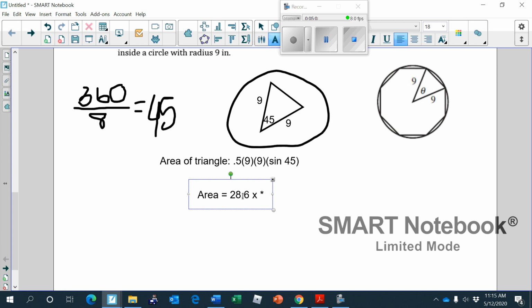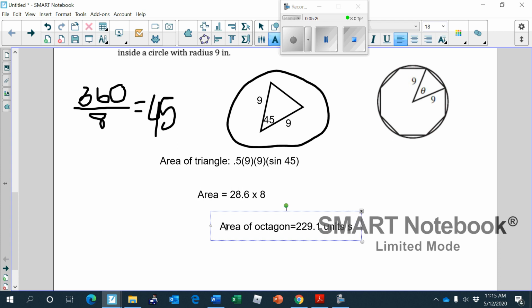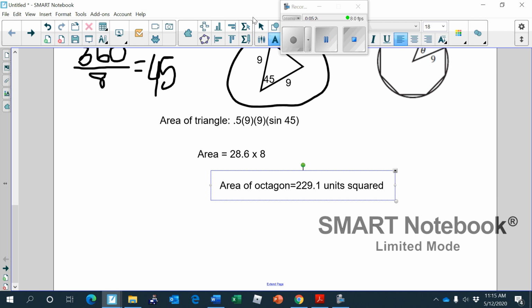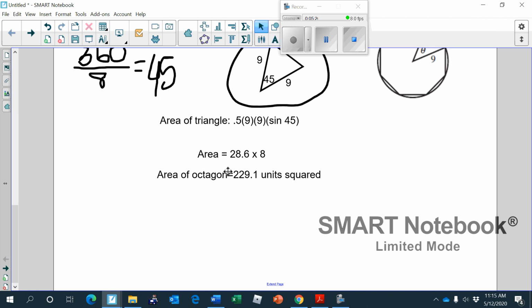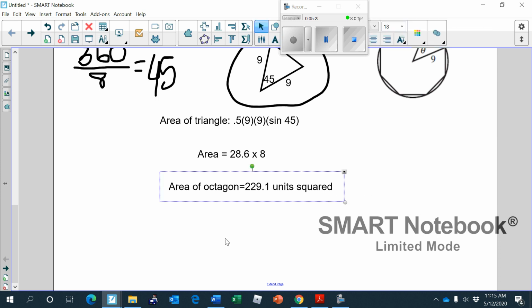Excellent. I'm going to multiply it by 8 because there are going to be 8 triangles. When I do that, I get the area of the octagon is equal to 229.1, and again, we're going to call it units squared. Okay? Does that make sense? All right, so far so good. Again, we're still using these formulas, so that's our final answer.